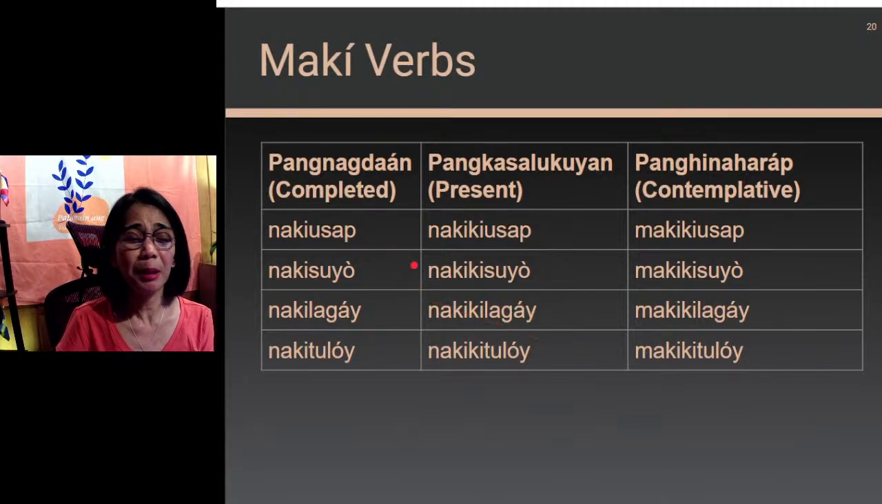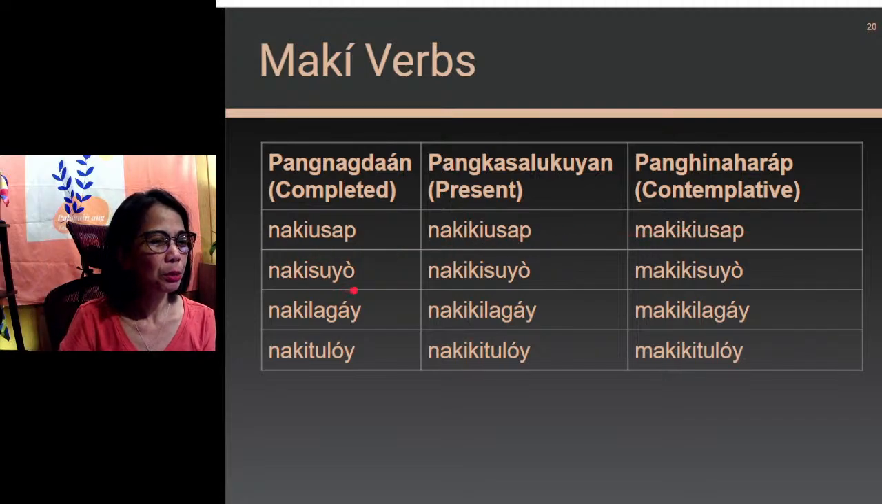And yes, let me present this to you, in one page, all these completed, present, and contemplative. It's easier to really just memorize these words. Nakiusap completed, nakikiusap present tense, makikiusap contemplative future tense. Nakisuyo, nakikisuyo, makikisuyo.